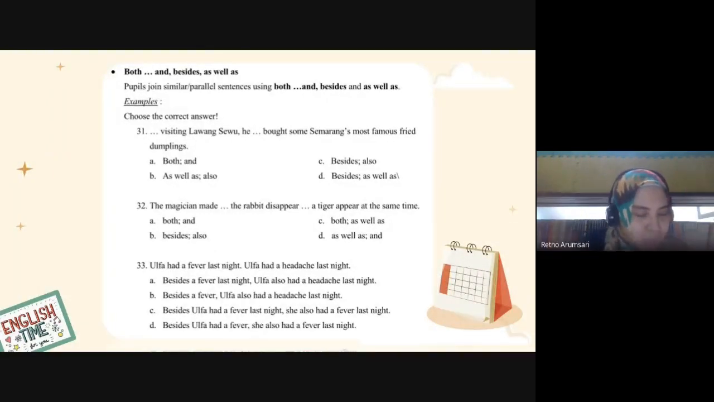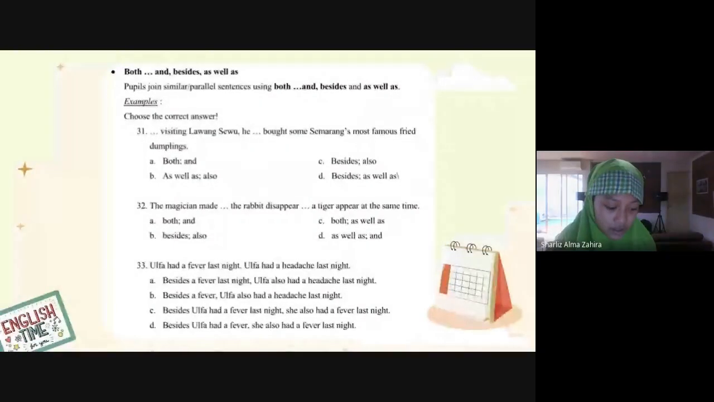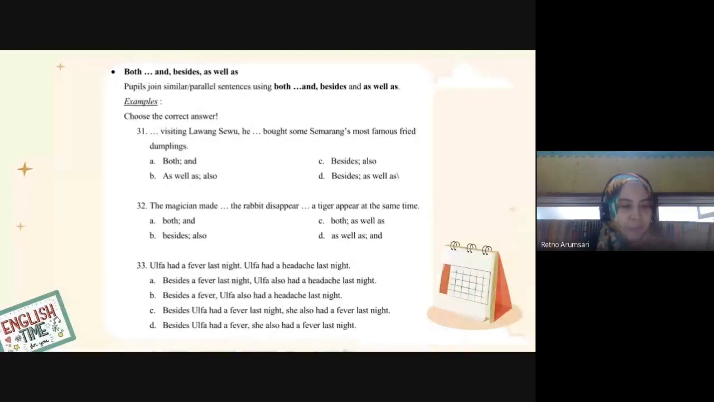Can you do number 31, Charlize? Besides visiting Lawang Sewu, he also bought some Semarang's most famous fried dumplings. Yes, that's right. Besides visiting, when you see a verb ing after the blank, the answer must be besides. And besides is always at the beginning of the sentence. That's right. Thank you, Charlize. Ooh, it makes me hungry.